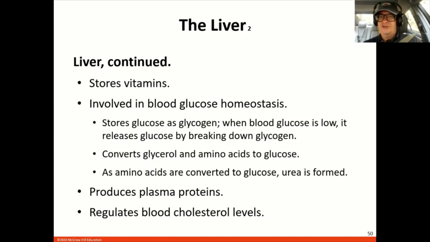And if the glucose level in your blood gets too low, the liver will make new glucose for you out of fats, out of amino acids, and that sugar will be used to run the brain. Anyway, liver continued says produces plasma protein.